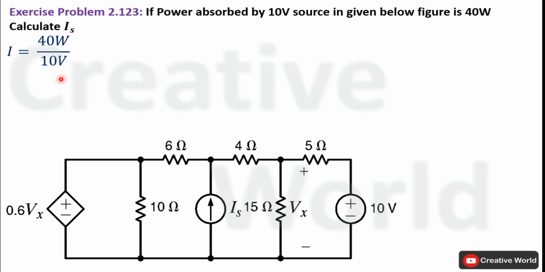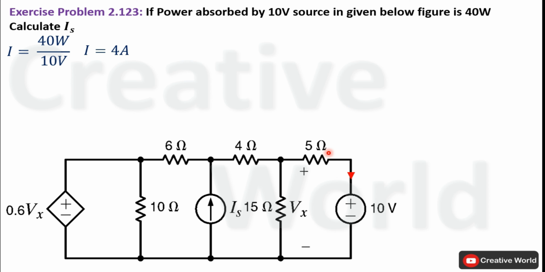The value of current will be 4 ampere and its direction will be downward, in clockwise direction, because in order to absorb power through this 10 volt source, the current should enter from the positive terminal and leave from the negative terminal. Now we know the value of current through this closed loop. This same current with the same direction will also be flowing through the 5 ohm resistance due to the series connection.